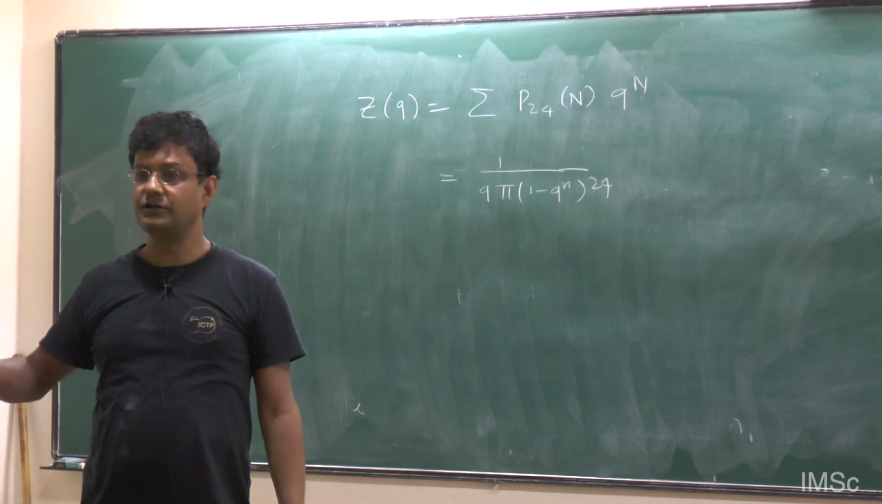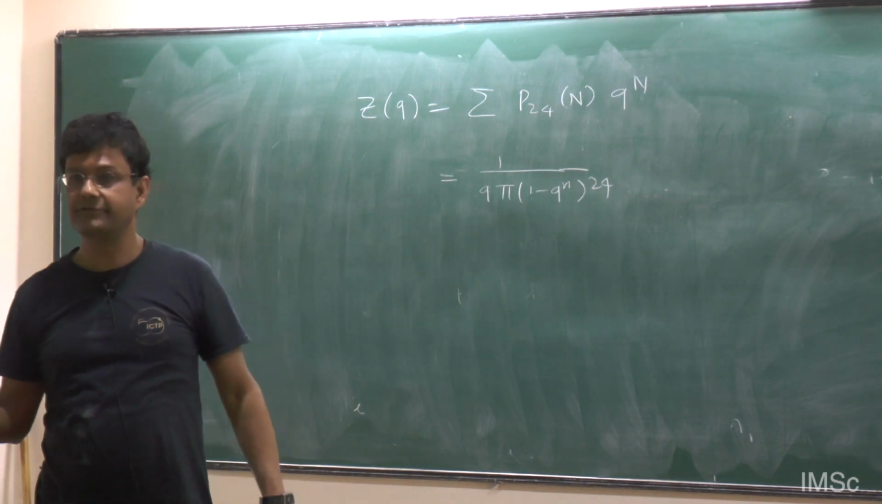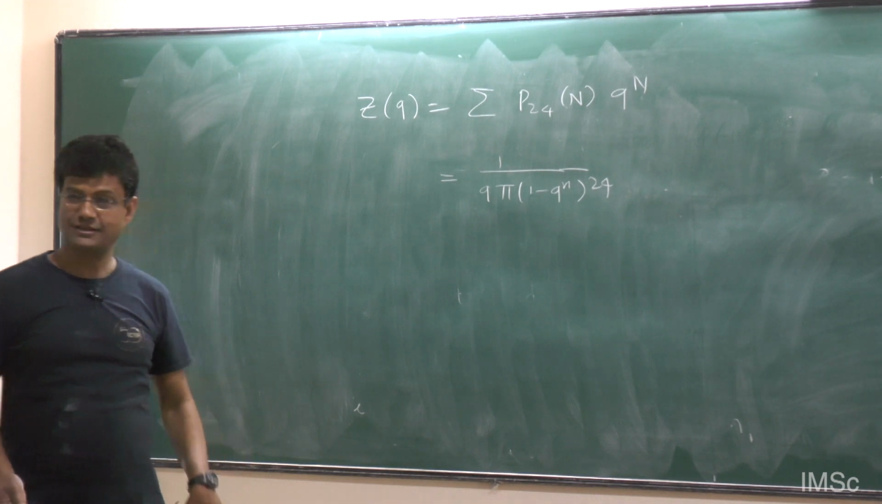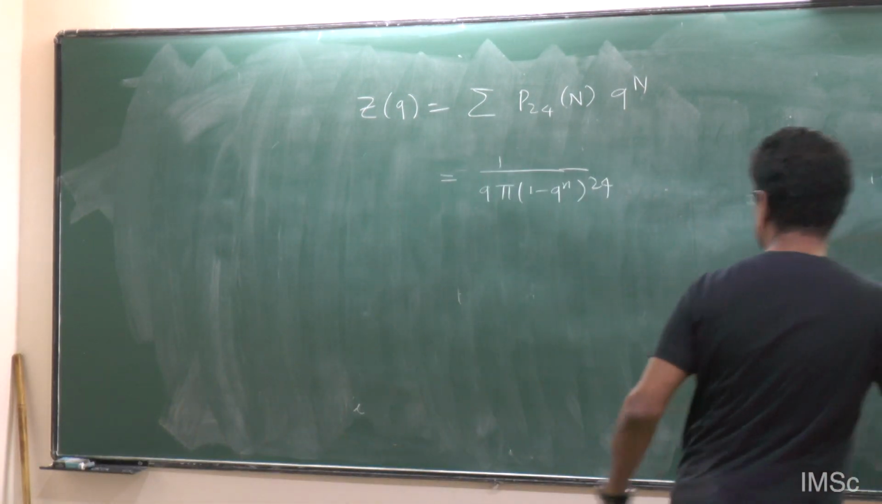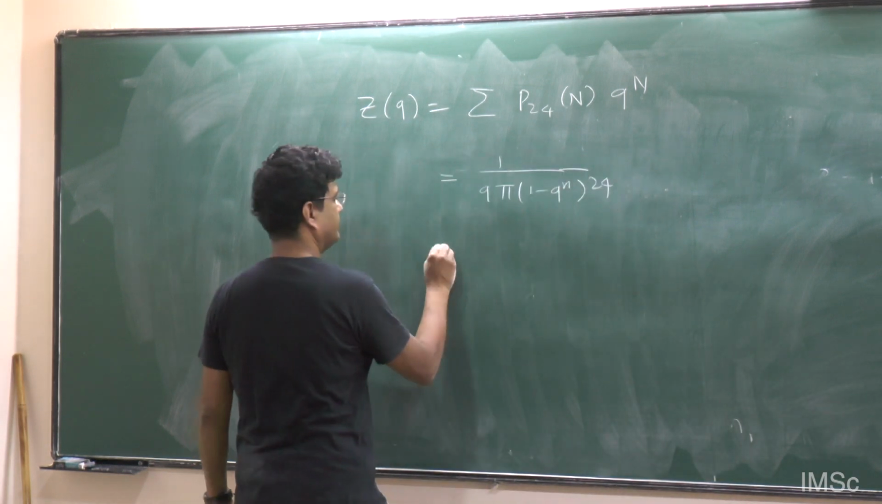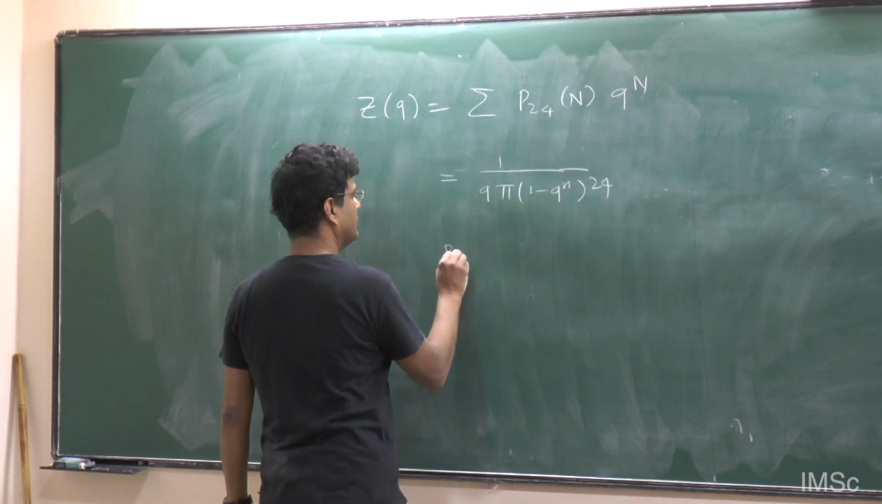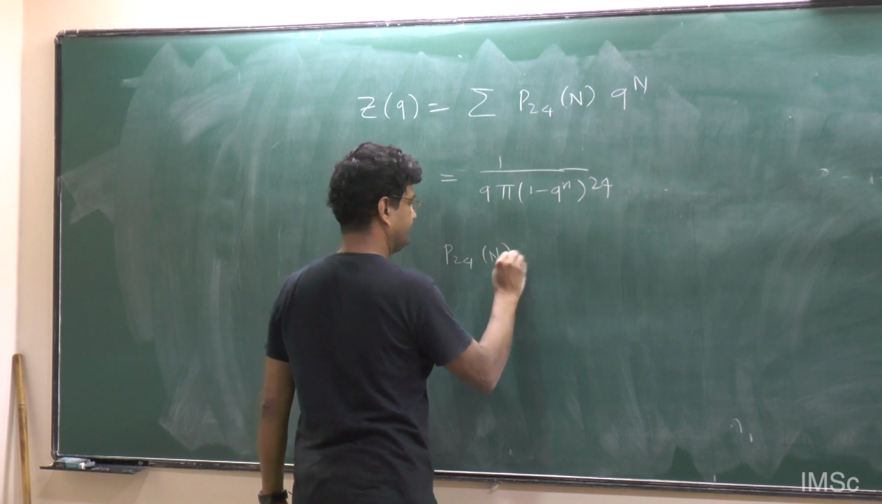And that's why McMahon and all these people were very confused. I mean, the theory of partitions was not understood, and was not so powerful until Ramanujan got into it, because this is exponentially hard. The P24 of n grows exponentially.